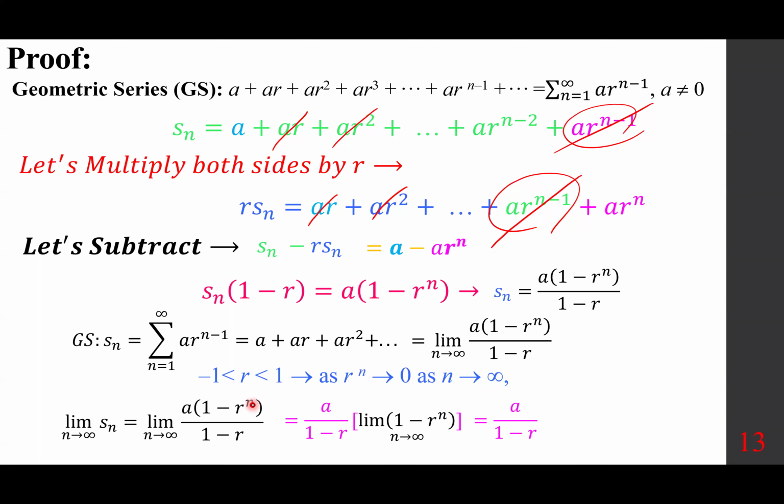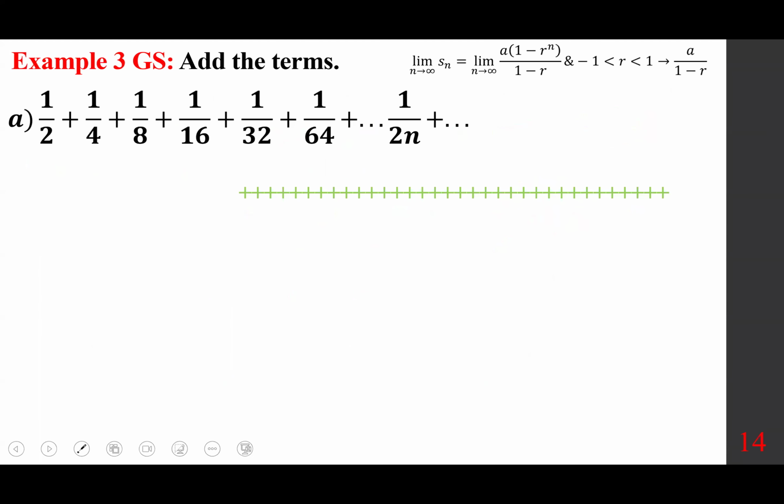Now, let's put it to good use. We want to add these terms, 1/2 plus 1/4 plus 1/8 and so forth. We recognize it as a geometric series, since we are adding them up, where the first term is 1/2, and r happens to be 1/2 also, because 1/2 times 1/2 is 1/4, 1/4 times 1/2 is 1/8, 1/8 times 1/2 is 1 over 16. So both of them, a and r, are 1/2.